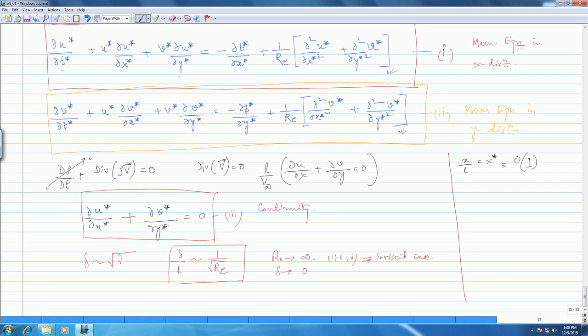It's of the order 1. Another way of looking at x is to think of x in terms of the distance L, so it's of the order 1. Then similarly, u star is nothing but u by v infinity. So again, this is also of the order 1, because you take the value v infinity, the maximum that it can take. So it is order 1.